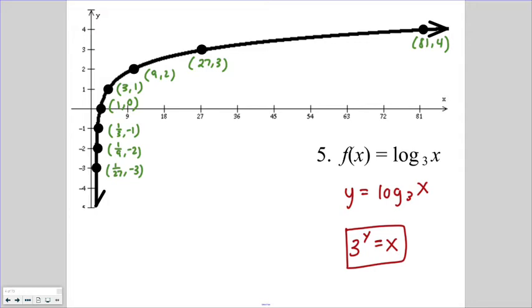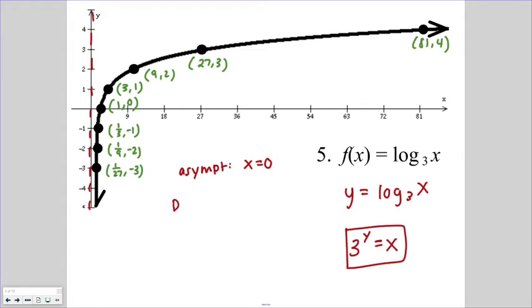Now, there's also an asymptote when we have logs. This time, though, it's a vertical asymptote. The asymptote here is the line x is equal to 0. So exponential functions have horizontal asymptotes. Logarithmic functions are going to have vertical asymptotes.